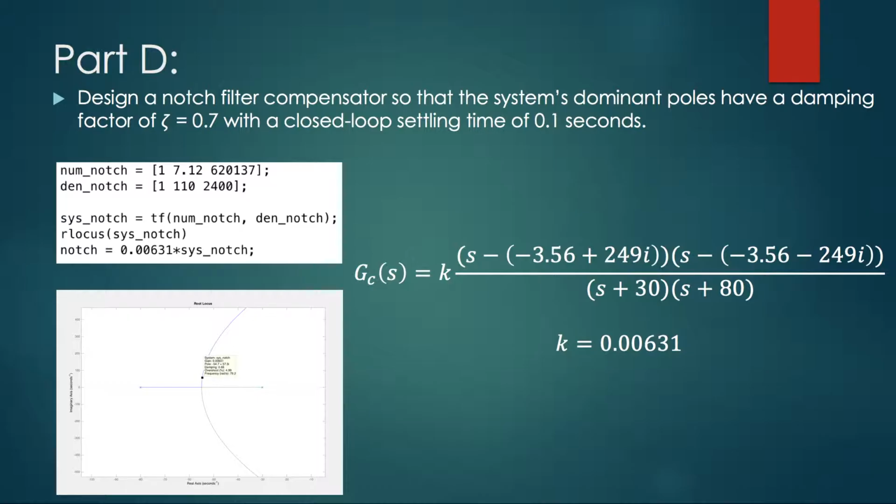To create a notch filter compensator, the first goal is to arbitrarily place zeros close to the dominant complex poles. And so I placed them really close, at negative 3.56 plus 249i and negative 3.56 minus 249i. And then we also have to place two poles on the real axis far away from the origin. So I placed one at negative 30 and one at negative 80, and the code for the root locus is on the left hand side. At the point selected we ended up with a gain of 0.00631, which corresponded to the desired damping ratio.